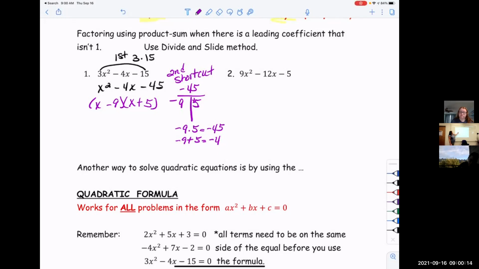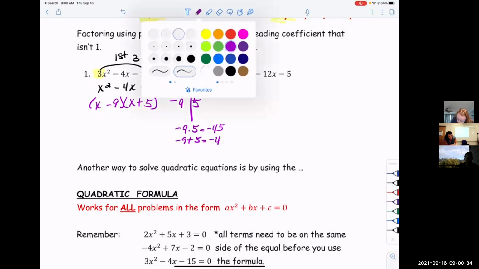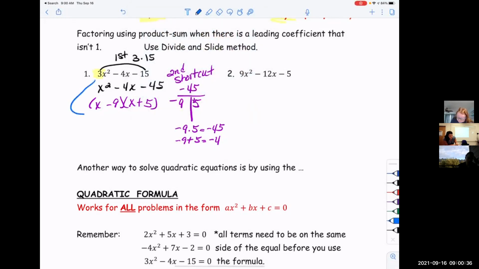So we've done the shortcut, but notice this. If I say x times x, I don't get 3x squared. So this couldn't be the answer, because if it's the answer when I multiply it back out, it goes back to what I started with. So this is where divide and slide comes in. We go get our leading coefficient, which in this case was 3, and we're going to bring it down here and divide. Just the numbers. Don't worry about the variables.